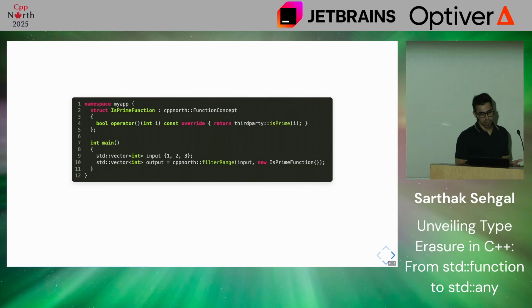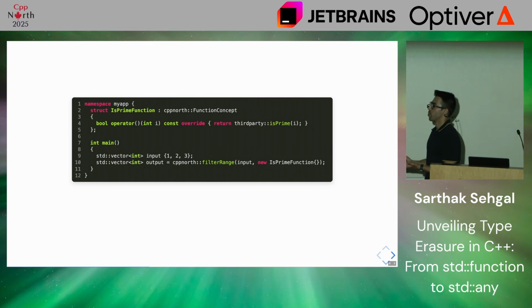Let's try to abstract this away from the client. Instead of me making this class each time in my application, inheriting from the function concept, simply to call a third-party function, let's try to abstract this from the client.